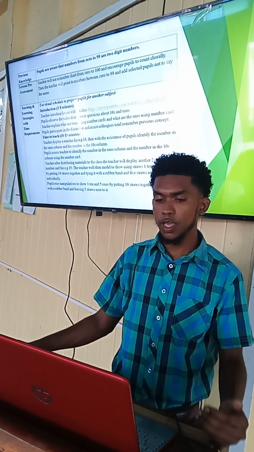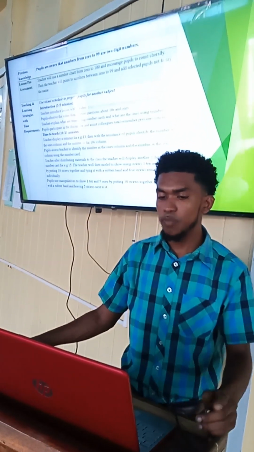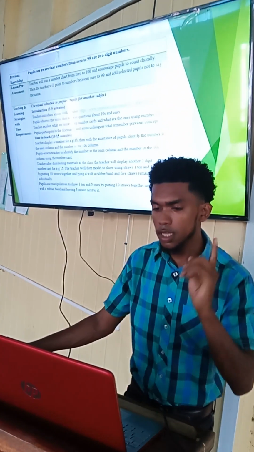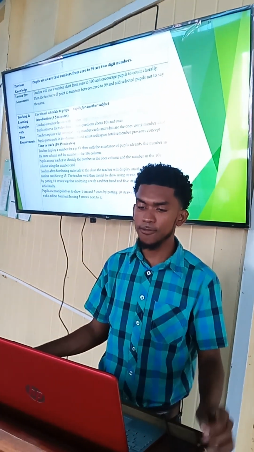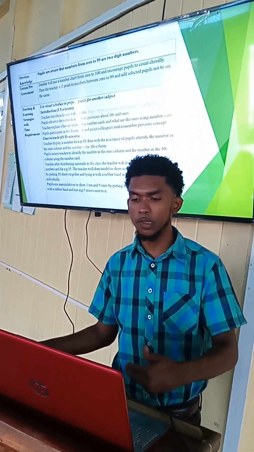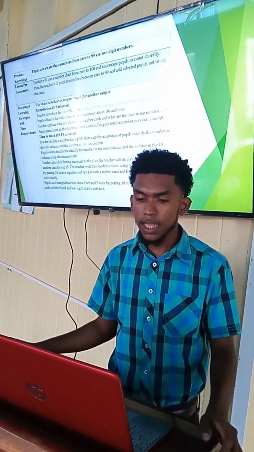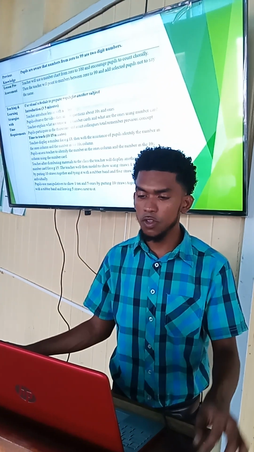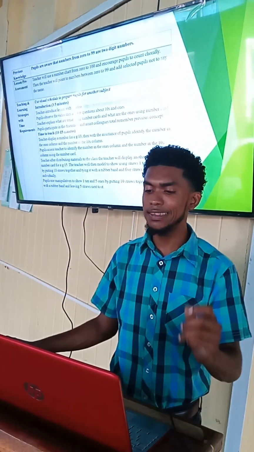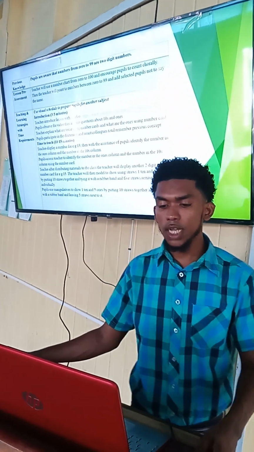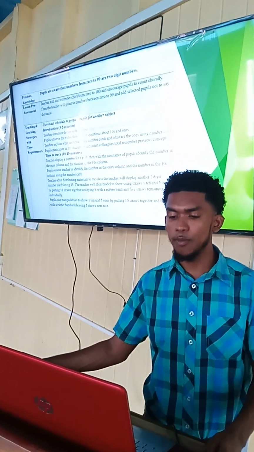Lesson pre-assessment. Before the lesson would have started, this is what would have been done. The teacher will use a number chart from 0 to 100 and encourage pupils to count chorally. Then the teacher will point to numbers between 0 and 99 and ask selected pupils to say the name. Teaching and learning strategies with the time requirements.